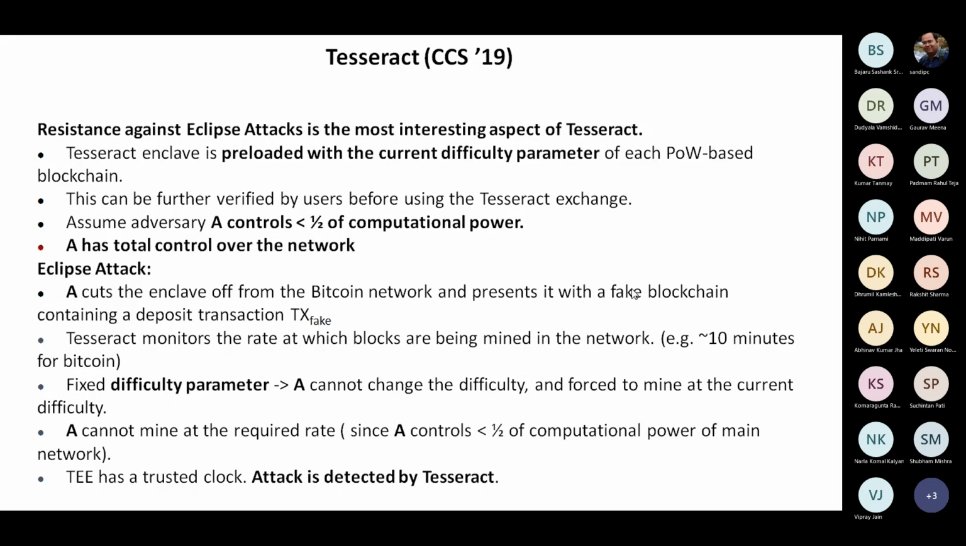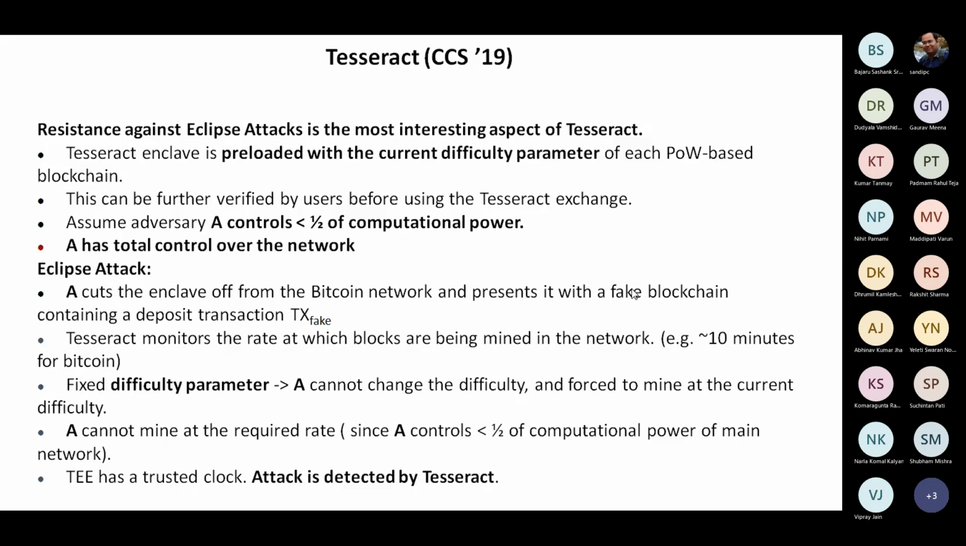So if we summarize, we see that this Tesseract is trying to address the shortcomings of both the centralized exchanges as well as the decentralized exchanges, trying to ensure that it provides security, and also at the same time it can support these types of real-time trading, which is otherwise not supported by decentralized exchanges.